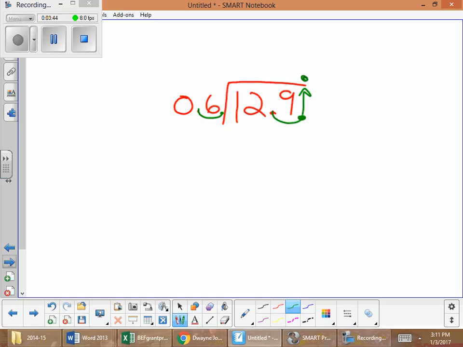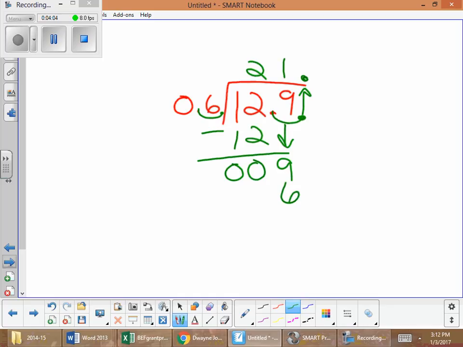We start off and say 6 goes into 12 two times. Then 2 times 6 is 12. 12 minus 12 is 0. That's definitely smaller than 6, and we can bring down the 9. Now, how many times does 6 go into 9? It goes in 1 time. 1 times 6, you subtract, and we have 3. Like I said, our normal answer would be 21 remainder 3.